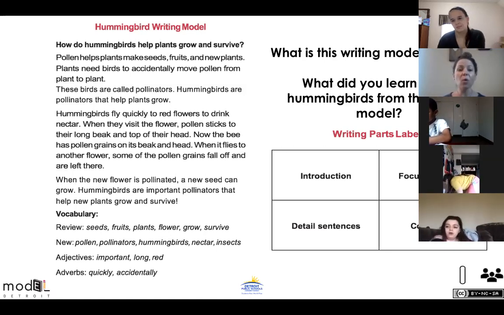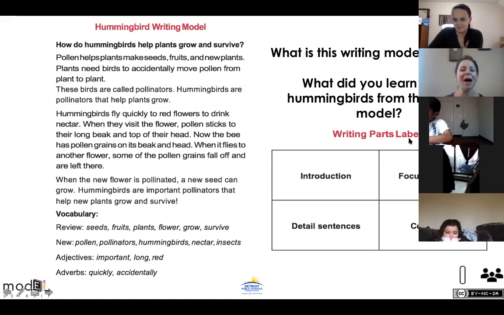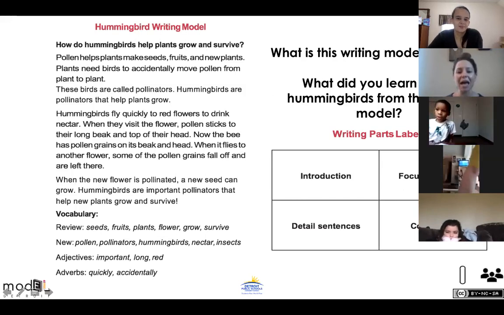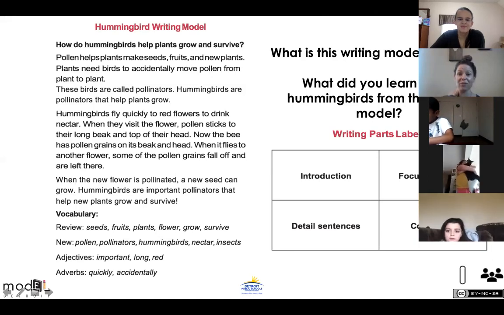Hummingbirds fly quickly to red flowers to drink nectar. When they visit the flower, pollen sticks to their long beaks and tops of their head. Now the hummingbird has pollen grains on his beak and head. When it flies to another flower, some of the pollen grains fall off and are left there. When the new flower is pollinated, a new seed can grow. Hummingbirds are important pollinators that help new plants grow and survive.